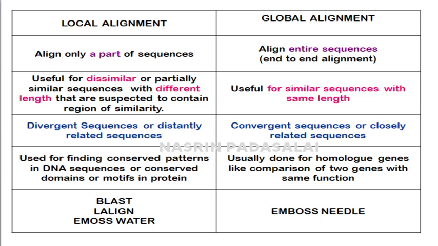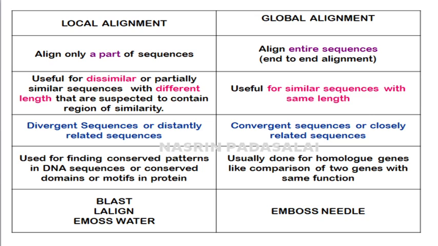alignment is generally used for similar sequences. At the same time, those similar sequences will have to be of the same length. Only then can you approach global alignment. Okay. Next, local alignment is generally used for divergent sequences or distantly related sequences, whereas global alignment is used for convergent sequences or closely related sequences.